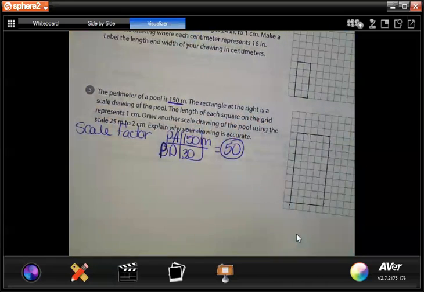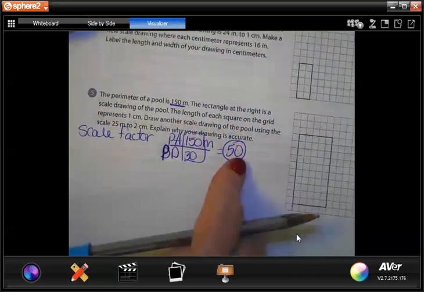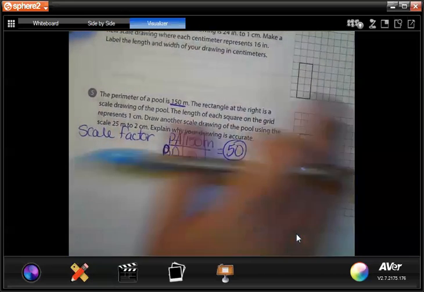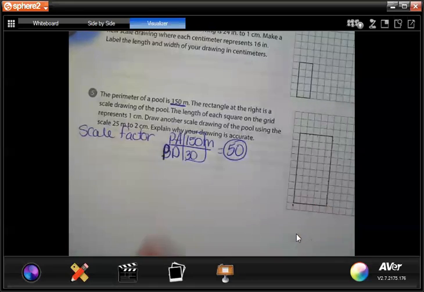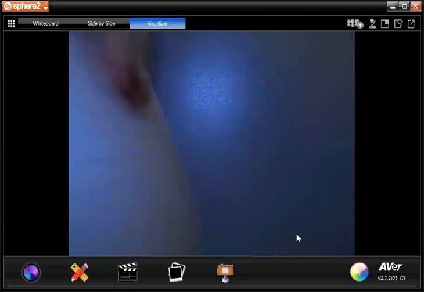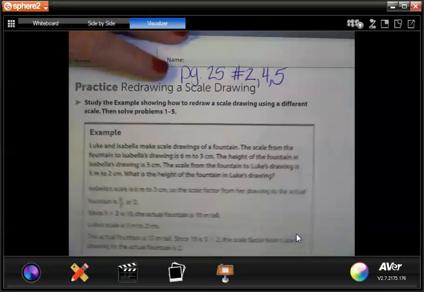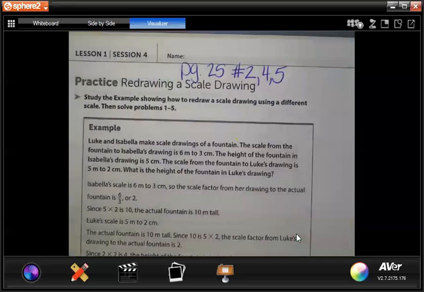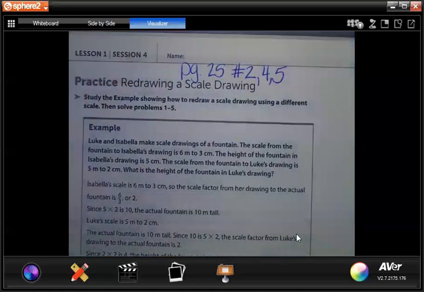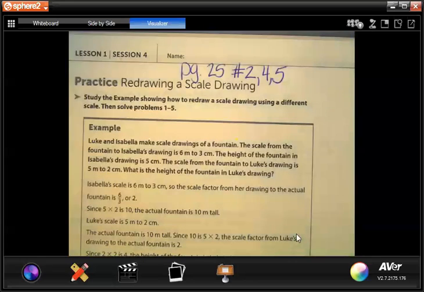Then you're going to have to use that scale factor to find what the actual dimensions of this pool would be. And then take that and make a new scale drawing. And that's just like what we took a look at. So try these the very, very best that you can. And that is what your homework assignment is for tomorrow.